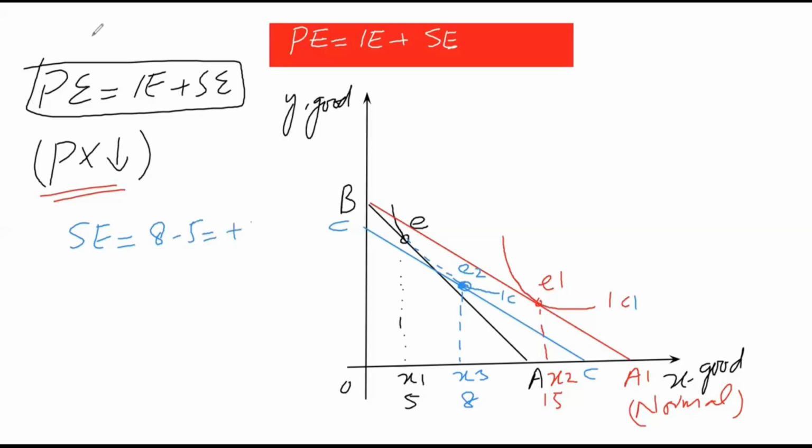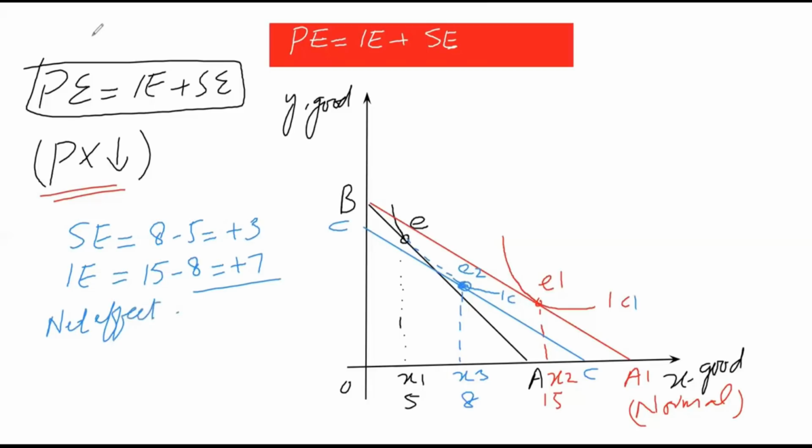So 8 minus 5 is plus 3, and the income effect is 15 minus 8, so it is plus 7. So the overall effect is positive, and the net effect would be positive, and that is equal to plus 10.